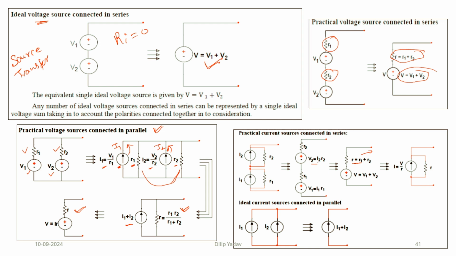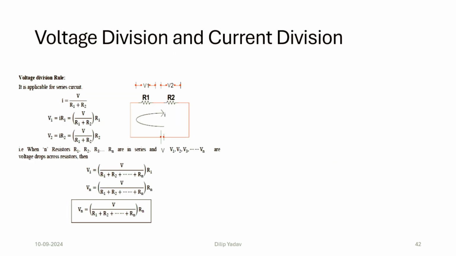What we can do is transform it to the current source. We have transformed this current to voltage first, and when the voltage transformation is there, we are converting it into the current source again, and I is equal to V by R. This is the resistance that will be connected in parallel. So this is how the practical voltage sources are connected.